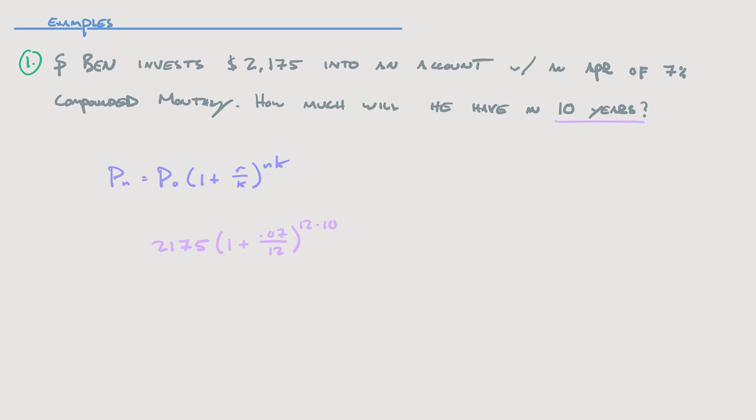Finally, we know that we're doing this for 10 years. So we use 12 times 10, right? I guess based on the formula, I should have written it the other way. I should have written it as 10 times 12 because it's nk instead of kn. But you know what? Multiplication is commutative, which means order doesn't matter for multiplication. Anyway, this is all equal to P sub 10, because this is the amount after 10 years.